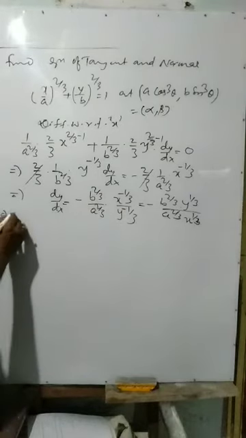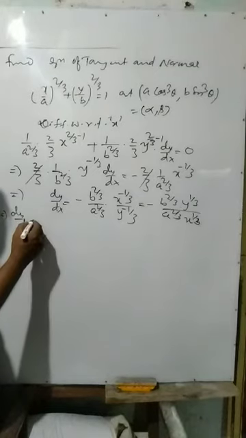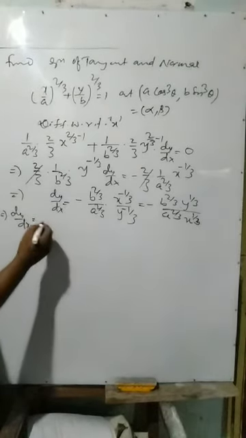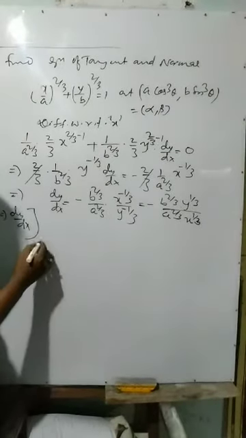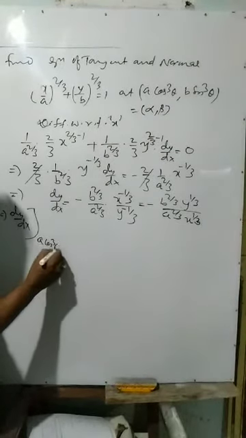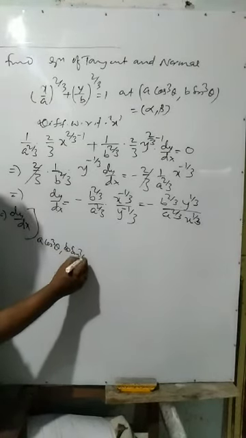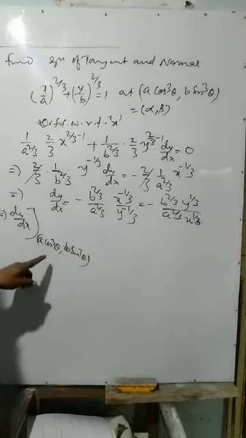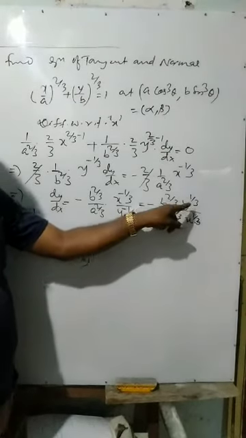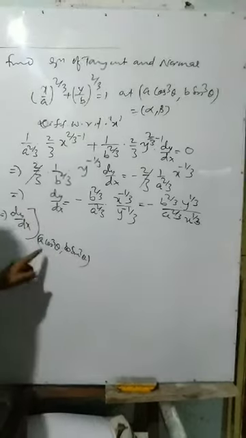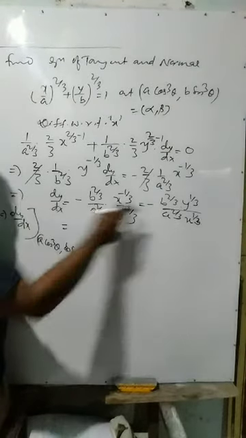So now look here, dy by dx. This is the slope of the tangent. How to find it? At what point? The point is given, the alpha beta point is given, a cos cube theta, b sin cube theta. So what is the meaning of this? Instead of x and y, you put these values. Here instead of x and y, you put a cos cube theta and b sin cube theta. So here dy by dx equals this one.